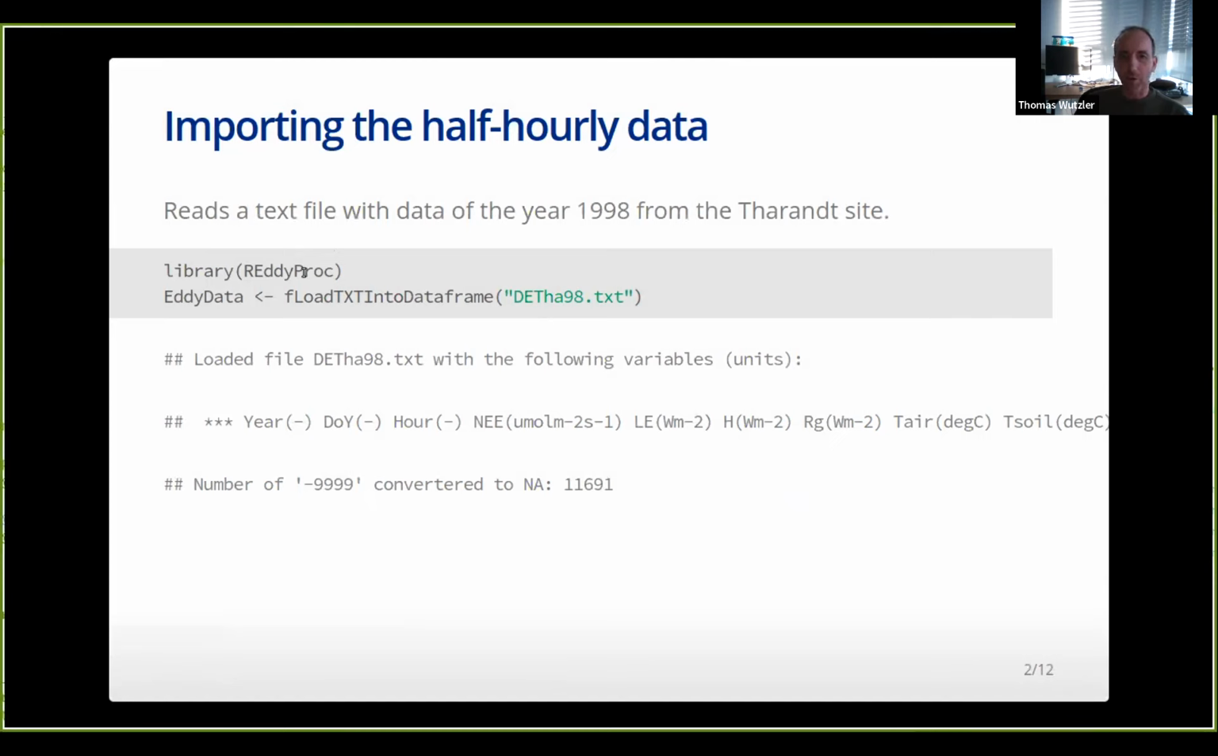Usually you load the REddyProc library in R, and then you load your data that you want to process, the half-hourly data, which REddyProc usually assumes is in tab-separated text format and has one line of units. And you get some feedback with all the units and the columns that have been loaded.